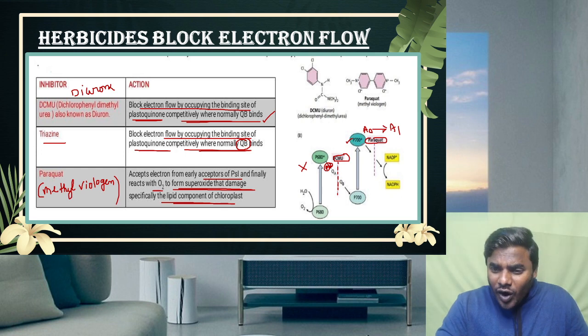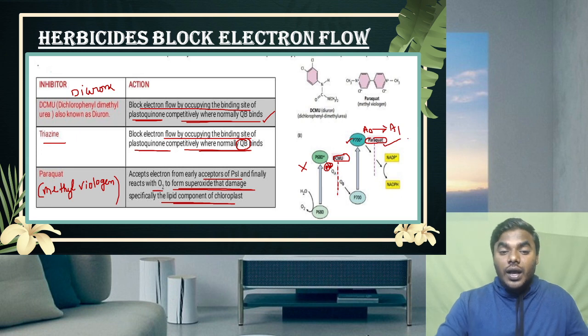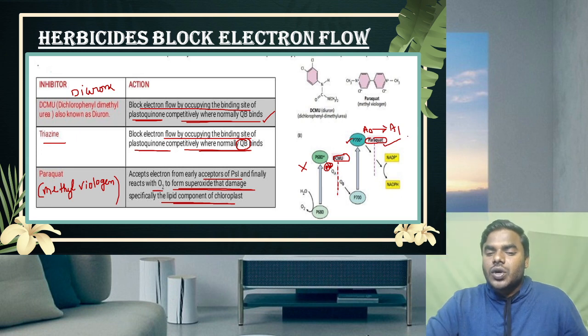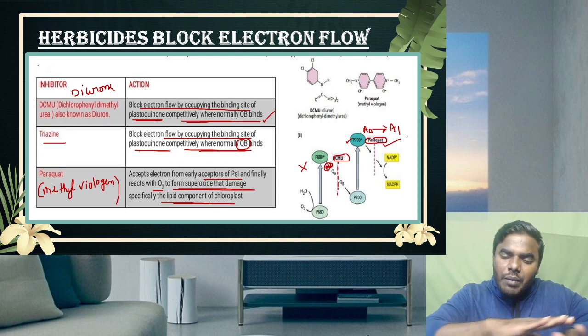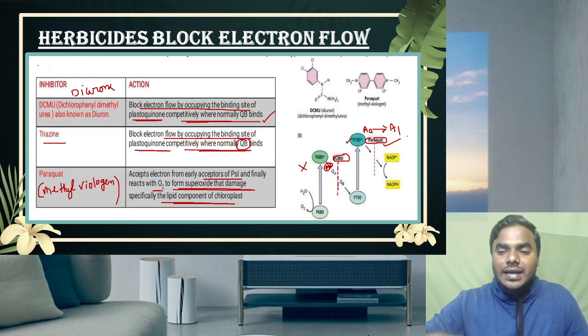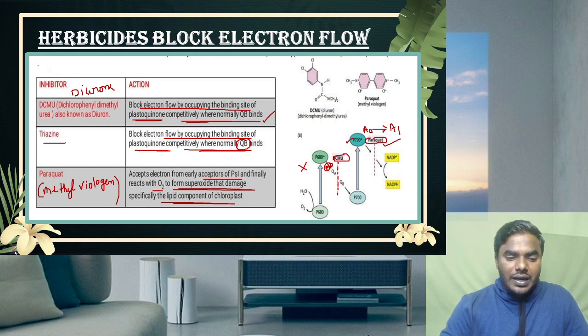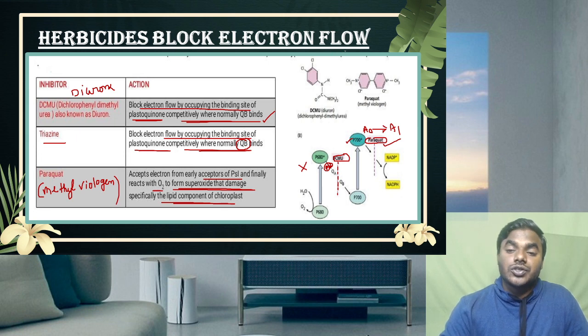So whatever electrons are given by the P700, that is accepted by paraquat, and it will block the entire electron transport flow. It activates several free radicals which can damage the entire electron scheme or the entire lipid components of the chloroplast, which inhibits the entire light reactions of photosynthesis. I'm requesting all of you without fail, read and remember the herbicides which are going to block the electron flow. Please kindly do not forget that point.